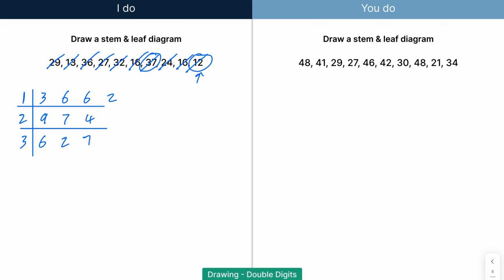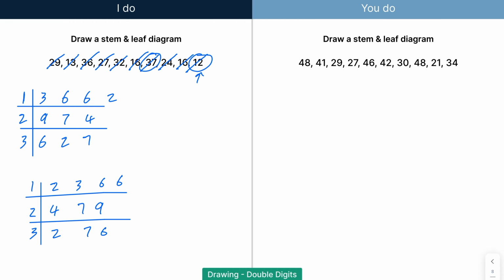Now with this, we're not done just yet. You do need to put this in order. So we're going to draw the same thing again. And all we're going to do now is put everything in order, which should be nice and quick. So we have 1, 2, 3. So the first one becomes 2, 3, 6, 6. The next one becomes 4, 7, 9. Let me just extend this line. The next one becomes 2, 7, 6. And then we can just cross this off. So that was the rough one.